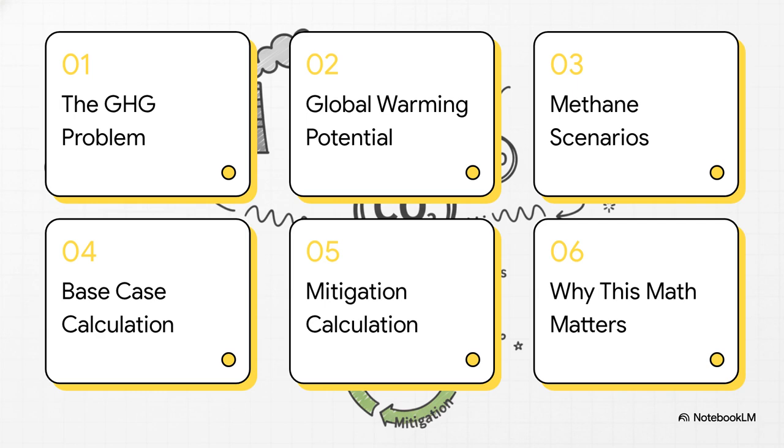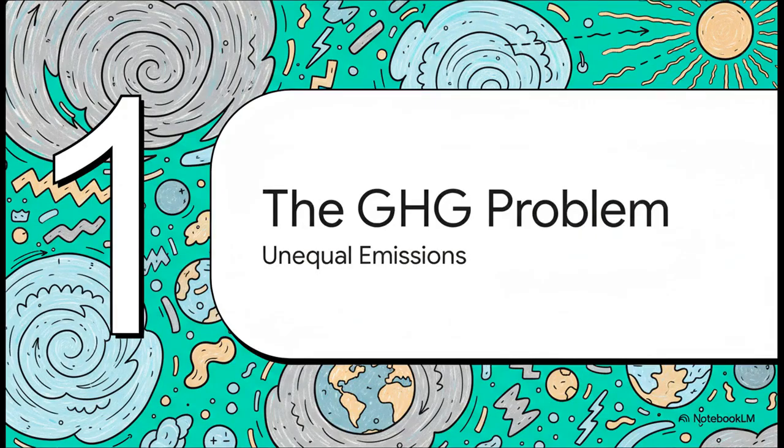First, we'll quickly cover why a ton of one gas isn't the same as a ton of another. Then we'll get into the key metric that lets us compare them. That's global warming potential. After that, we'll set up our methane scenarios, we'll actually crunch the numbers, and you'll see exactly why this math is so incredibly important. Okay, let's dive right in.